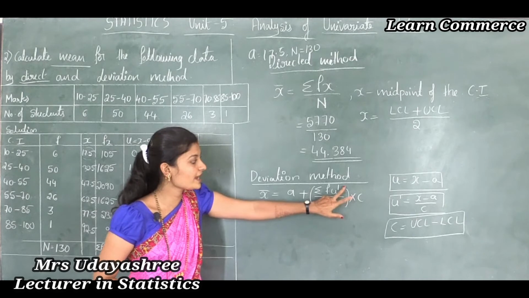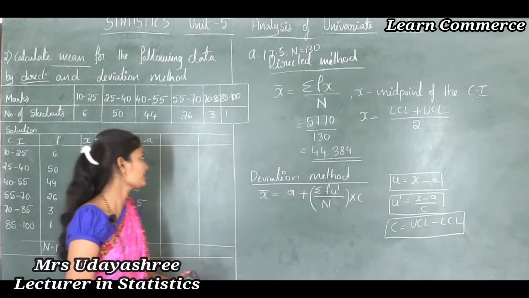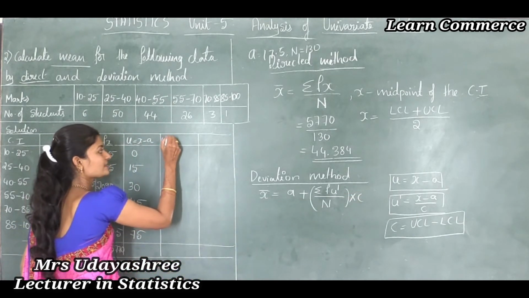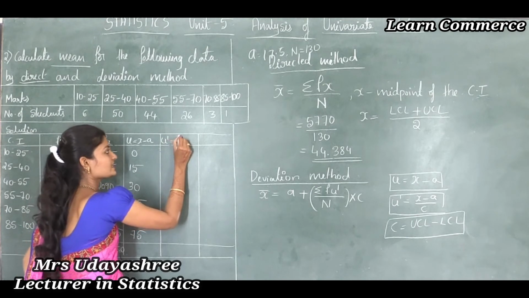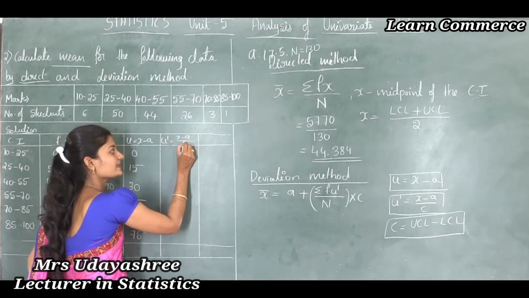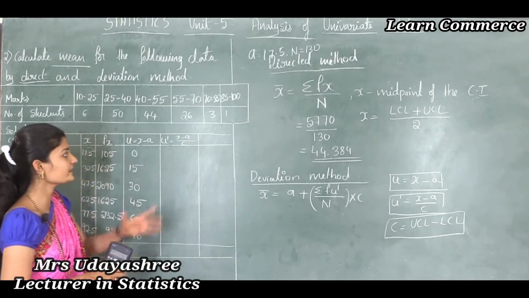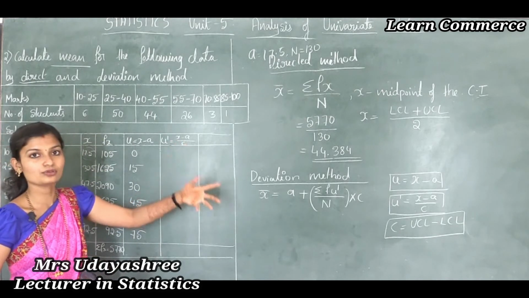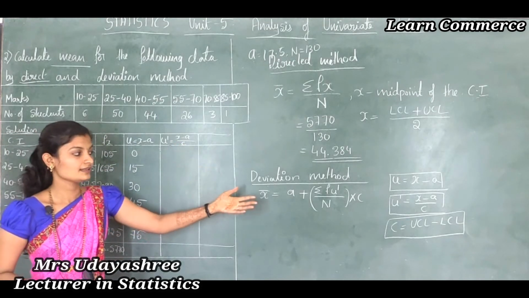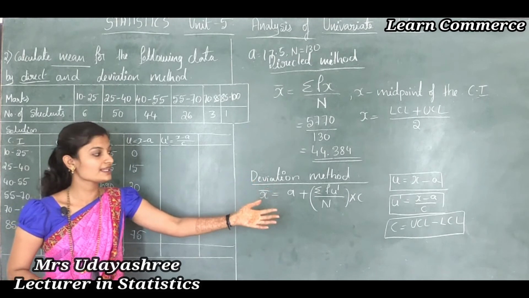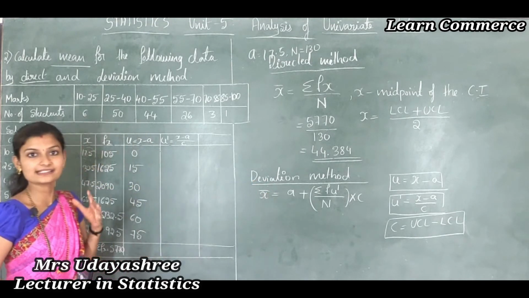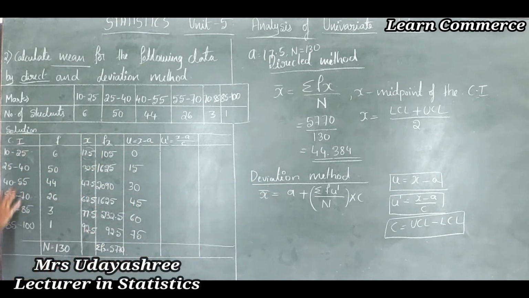So what is u dash? The next column is u dash. The u dash formula is x minus a divided by c. So here what is c? C is class width. So how to find the width of a class? To calculate the width of a class, the formula is upper class limit minus lower class limit. See, in a class interval, these are upper class limits and these are lower class limits. The first upper class limit is 25 and the lower class limit is 10.